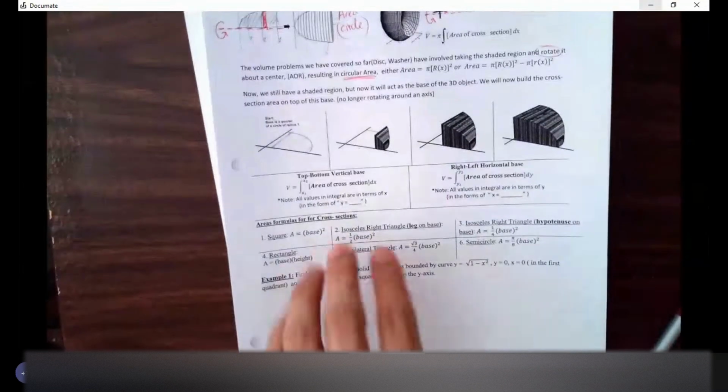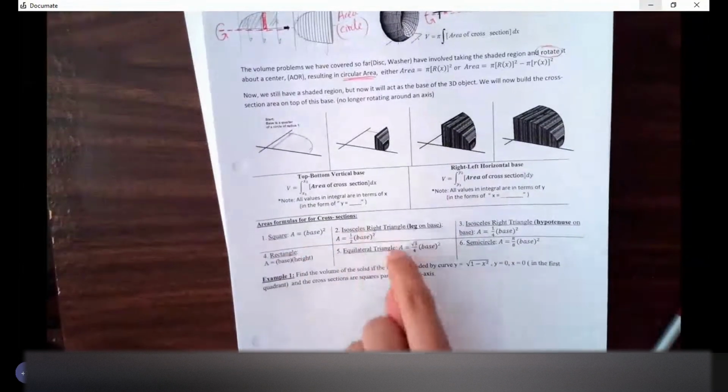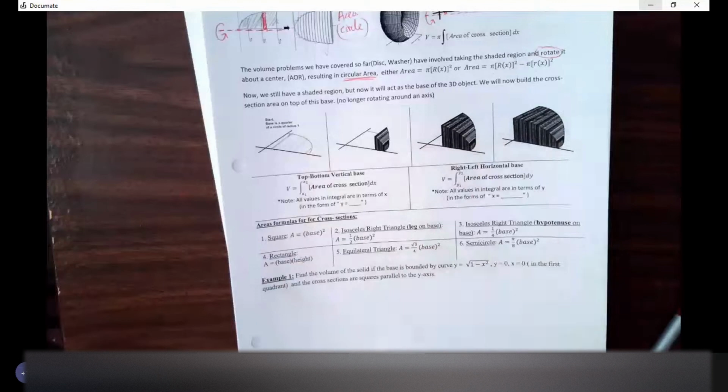Okay, so we're just going to be building different shapes on top of a base. Again, we don't have to worry about what it looks like. We just have to understand how to find the volume of whatever is described in the problem.